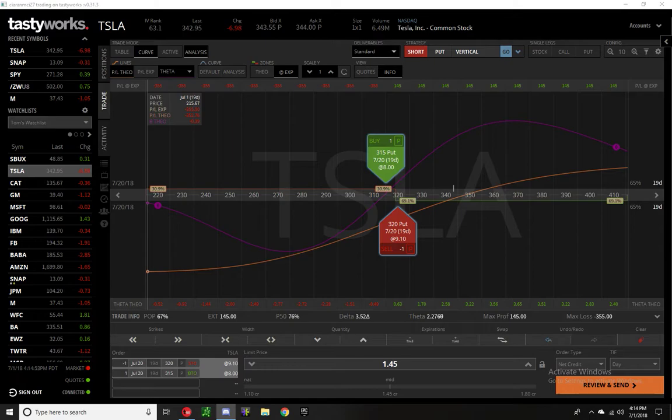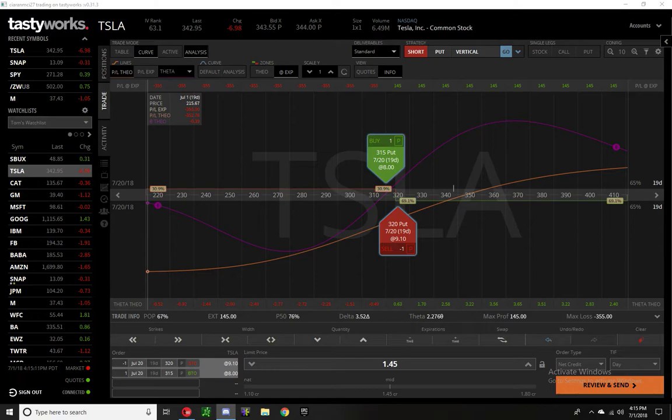As it goes into the 320, I start to lose money, but once it goes past the 315, you start to lose the maximum amount. But the idea is to cut it before it even hits 320, because you wouldn't want to run the risk of being exercised. So this is how it works.